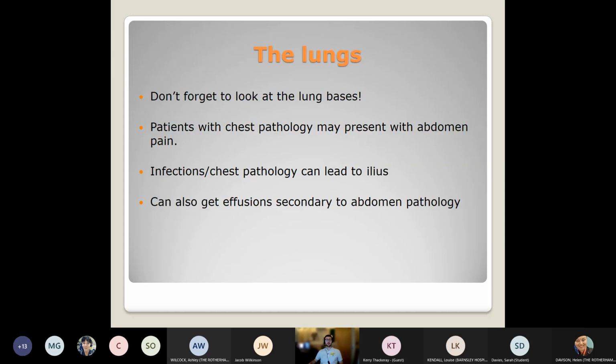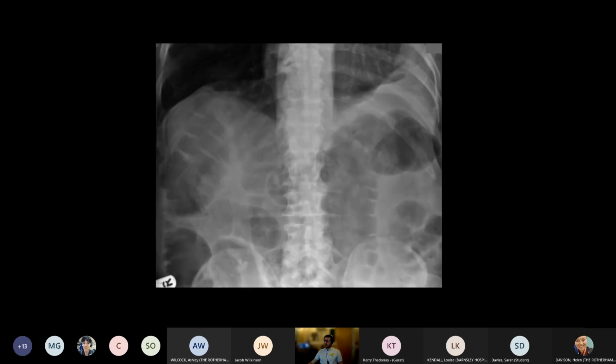So, abnormal soft tissues and bones. Don't forget to look at the lung bases. We've got the lung bases on most abdominal films, and sometimes patients that have pneumonias can present with abdominal pain. The pain can radiate, so that can often be a cause, and it's worth having a look at the lung bases to see if there's any white patchy areas of consolidation. A lot of abdominal pathology can also cause pleural effusions as well, so have a look for those. You see here, the temptation is to focus on the bowel, but what we might miss is this small pleural effusion, likely secondary to some abdominal pathology.